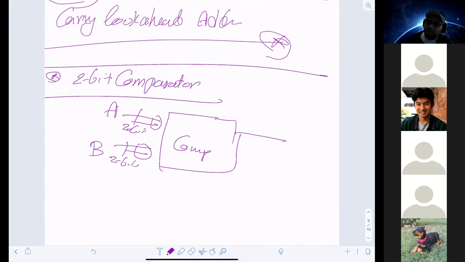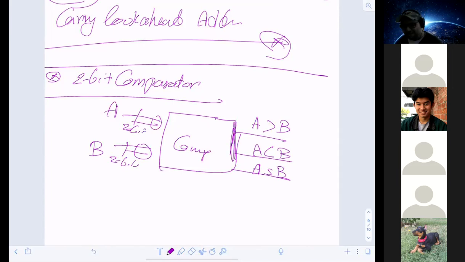So what are we expecting out of this comparison? Either A or B, or A is equal to B? It would be 3-bit. Yes, you know why? A greater than B, A less than B, A equal to B. You're not just going to get one output. Okay, so that makes sense.